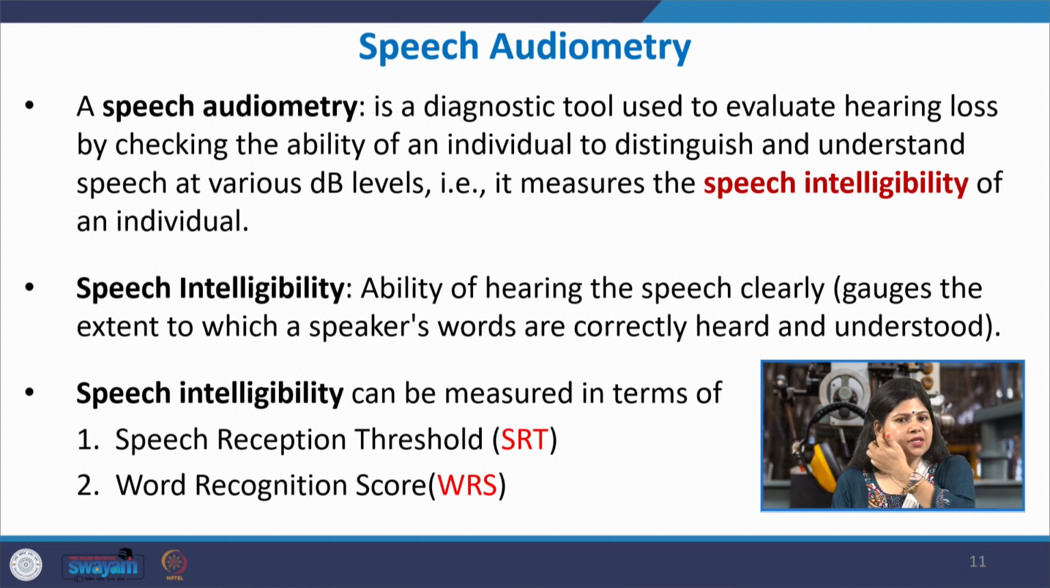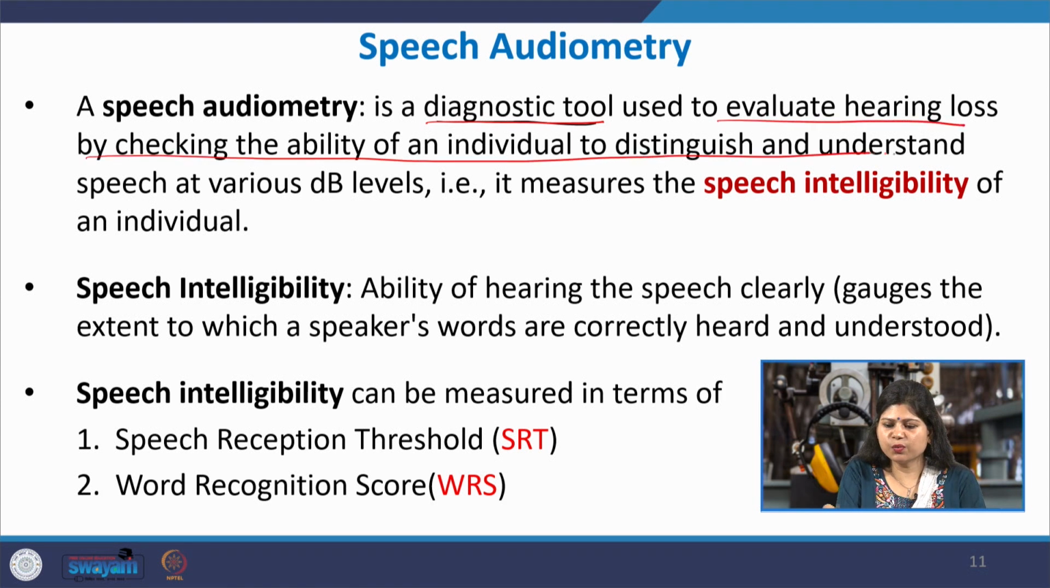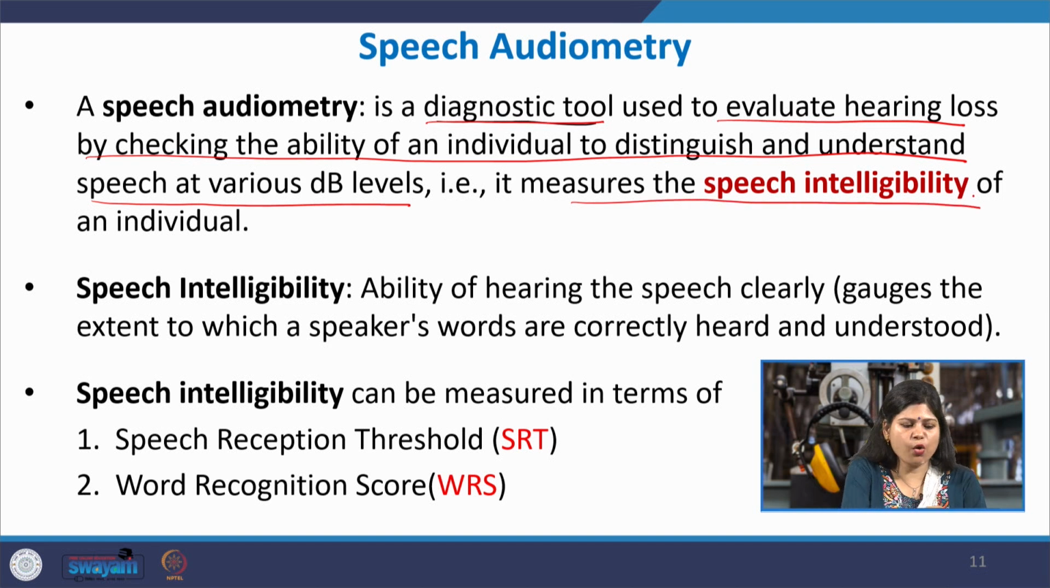Now, what is happening here is that in the tone, you are simply giving a single frequency tone and people are able to just detect that sound. But speech means you are giving them some words or speech and they have to identify what that word is. So, speech audiometry is again a diagnostic tool. It is used to evaluate the hearing loss by checking the ability of an individual to distinguish and understand the speech at various dB levels, i.e. it measures the speech intelligibility of an individual.